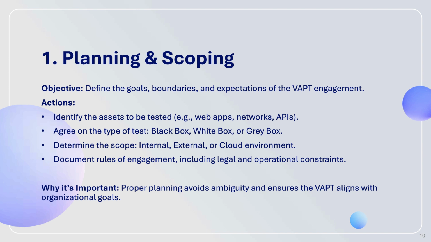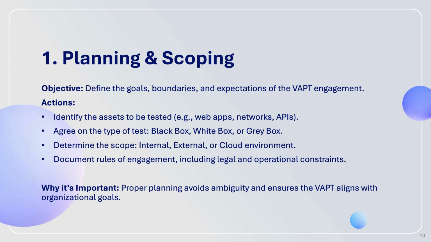Let's start with the first step of the VAPT process, planning and scoping. This step is absolutely critical because it lays the foundation for the entire engagement. The objective: the primary goal here is to define the goals, boundaries, and expectations from the VAPT. Without clear planning, there's a risk of miscommunication or missing critical areas.